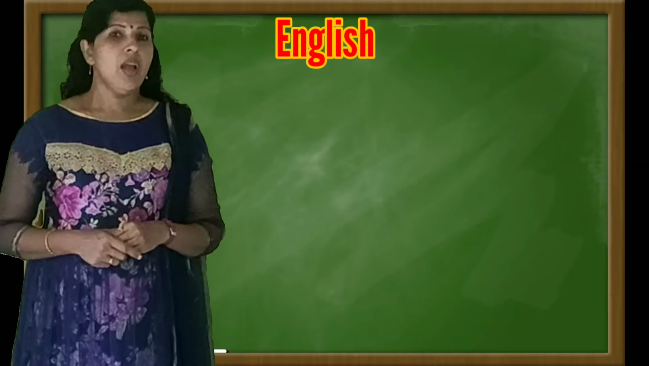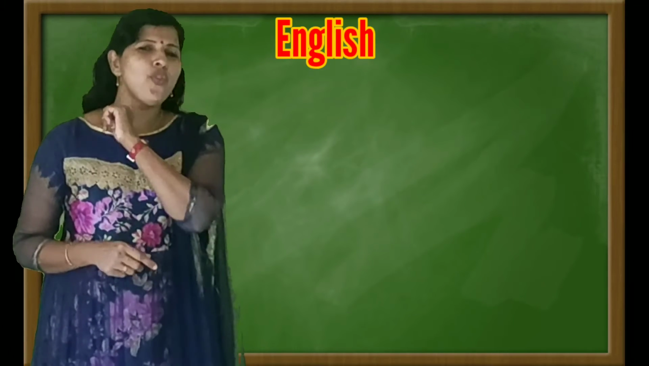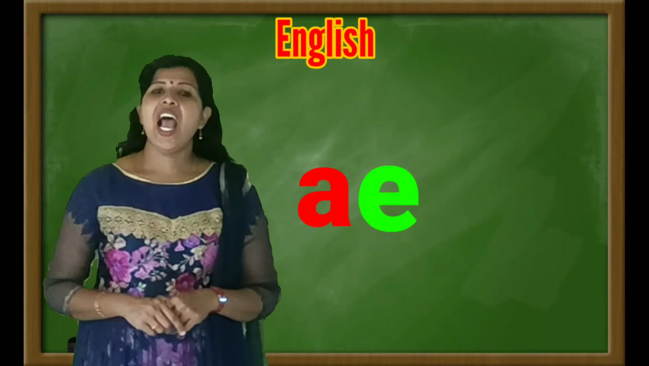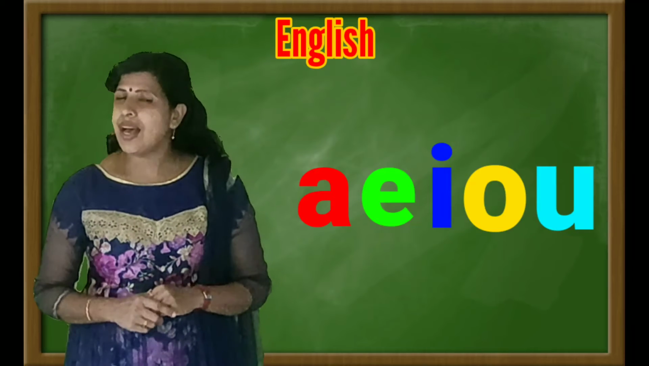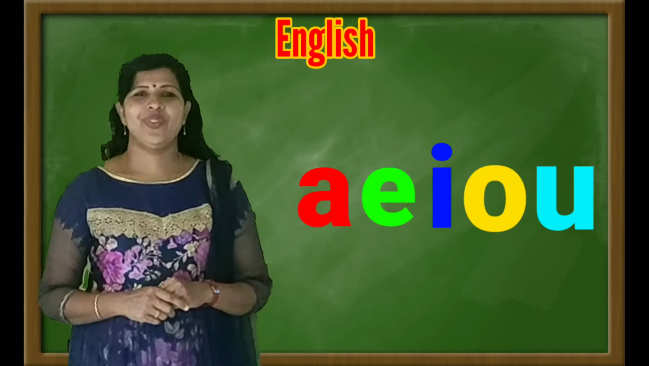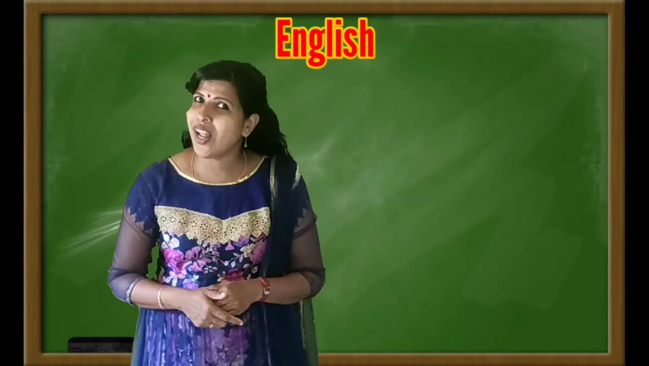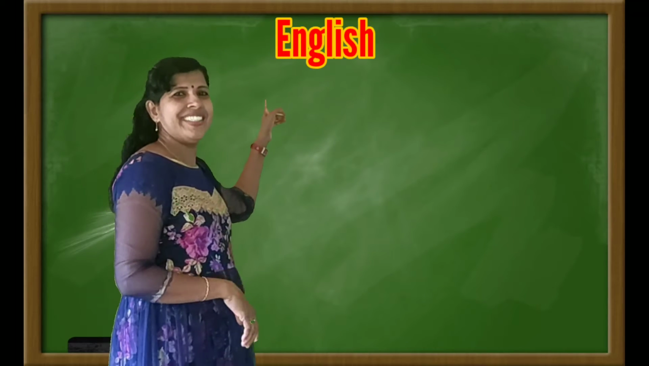Okay. Which are the vowels? Now revise it. A, E, I, O, U. These are the vowels. A, E, I, O, U. Are you ready to find the missing vowels? Yeah. Listen here.